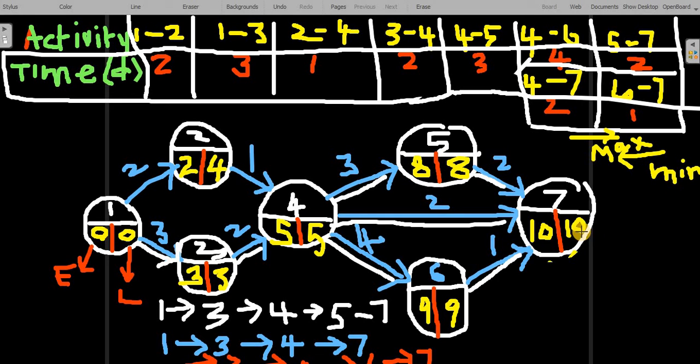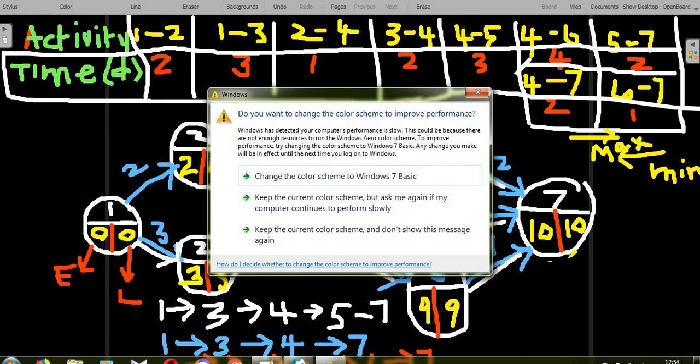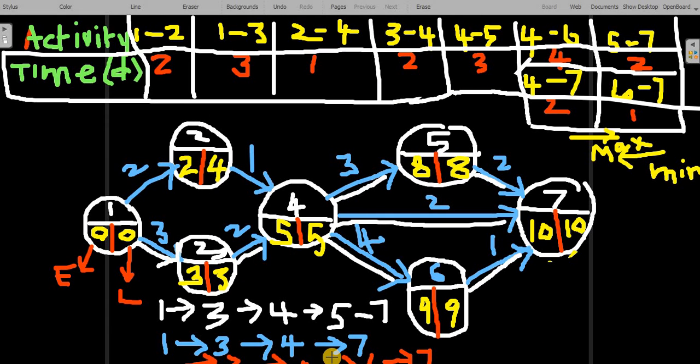Am I correct? But here we cannot go because latest time and earliest times are not equal. The second event doesn't have the latest time and earliest time equal. Therefore, we should not go through that. So this path we call the critical path. A project may have one critical path or more than one critical path. So here we have three critical paths.